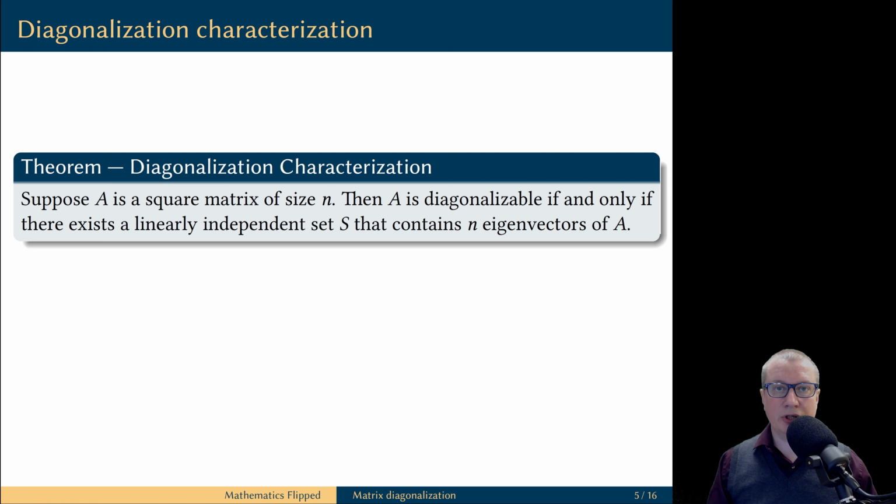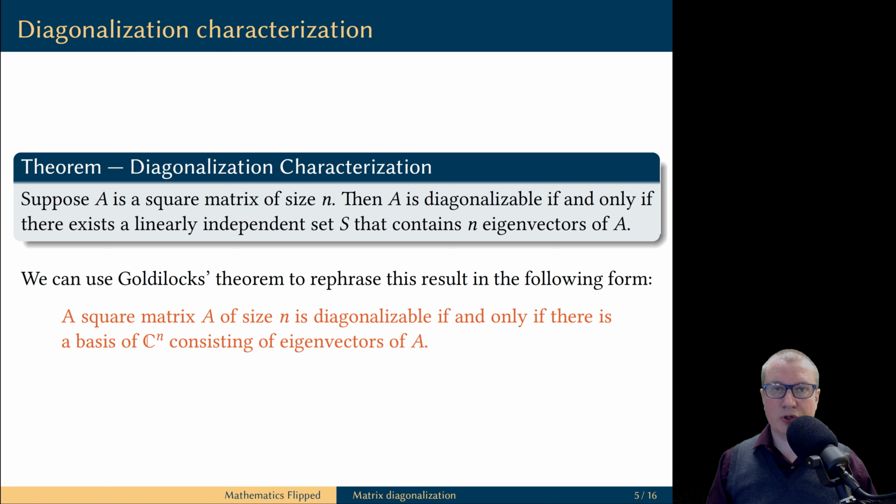First, we are going to establish a criterion for a square matrix A to be diagonalizable. A square matrix A of size n is diagonalizable if and only if there exists a set of n linearly independent eigenvectors of the matrix A. The eigenvectors of a square matrix of size n are column vectors of size n, and they live inside the vector space Cn, which has dimension n. Therefore, a linearly independent set of size n in this vector space is automatically a basis. We have proved this in one of the previous videos. This was called the Goldilocks theorem.